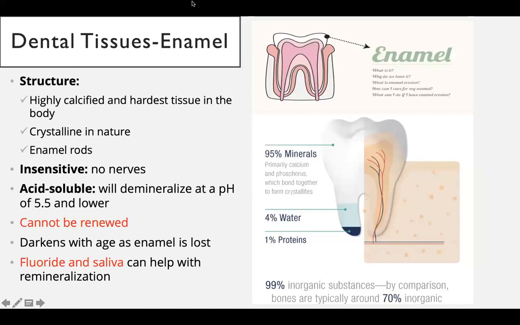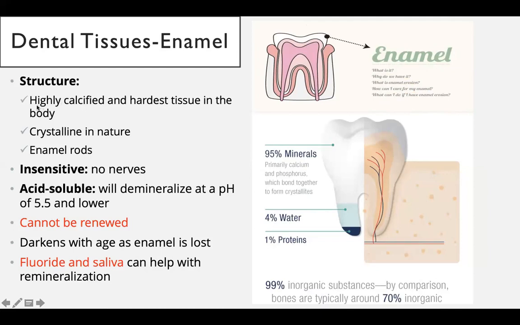Okay, so we start with the enamel here. So structure of enamel. They say, what is it? Why do we have it? What is enamel erosion? How can I care for my enamel? Okay, brushing teeth. What can I do if I have enamel erosion? Okay.